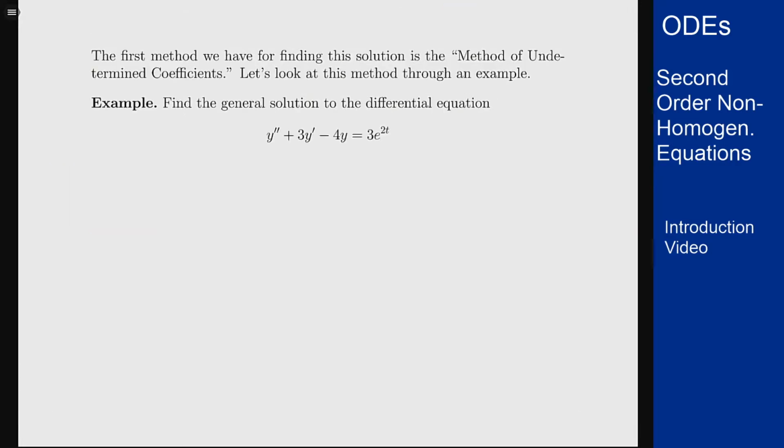So for this, let's look at an example here. We have y double prime plus 3y prime minus 4y equals 3e to the 2t. Let's get the easy part out of the way first. Let's solve the homogeneous problem.